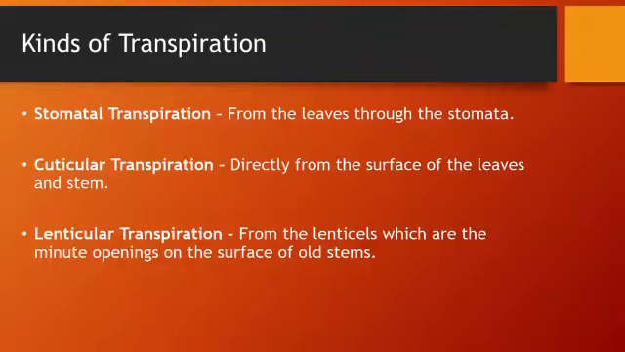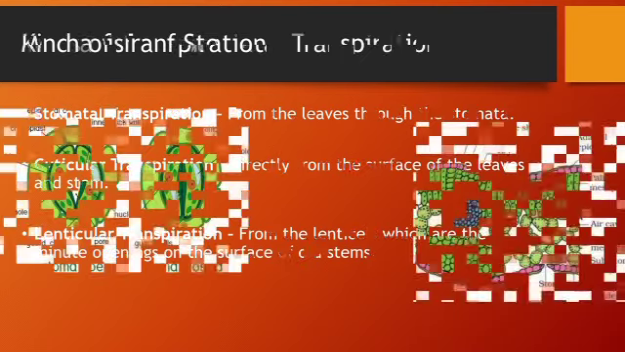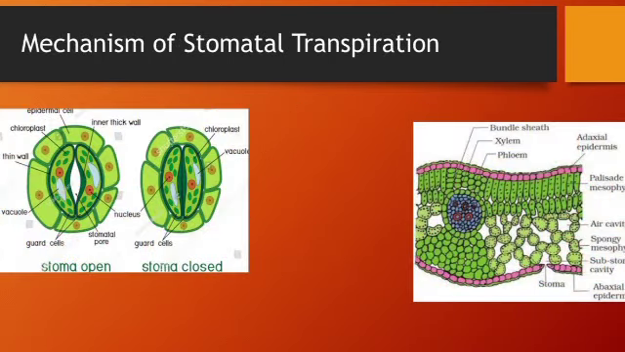Good morning, everyone. This is the continuation of the chapter Transpiration of Standard 10 Biology. In the last class, we studied stomatal transpiration that takes place through stomata. Cuticular transpiration takes place directly through the surface of leaves and stem. Lenticular transpiration occurs from the lenticels, which are the minute openings on the surface of old stems. Today we will be discussing the mechanism of stomatal transpiration.